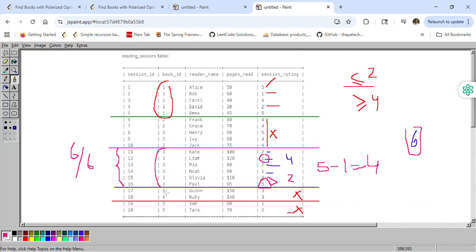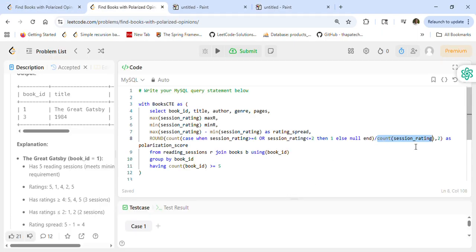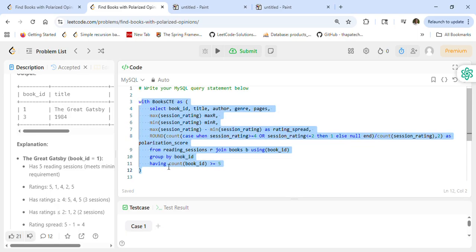This is the book ID, correct? You will get 6. Okay, so here, right after that, you have to use the round comma 2 as polarization score, because it can come in decimal, right? So that's it. So now I explained to you all this common table expression query.